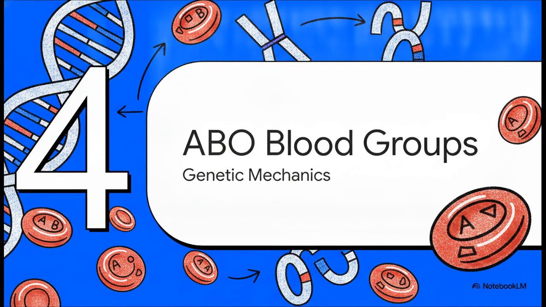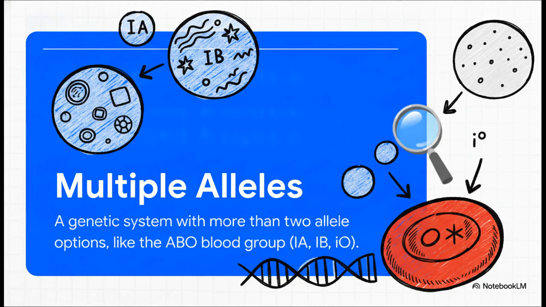Let's transition into Part 4, genetics, specifically focusing on ABO blood groups. To really understand blood groups, you need to understand multiple alleles. Basically, this is a genetic system with more than just two allele options. Look at the specific variables popping up here: IA, IB, and IO. These are your exact genetic building blocks. Now, while any one person only inherits two of these, the sheer existence of three distinct options out there in the broader population is what creates our extremely diverse ABO blood group system.